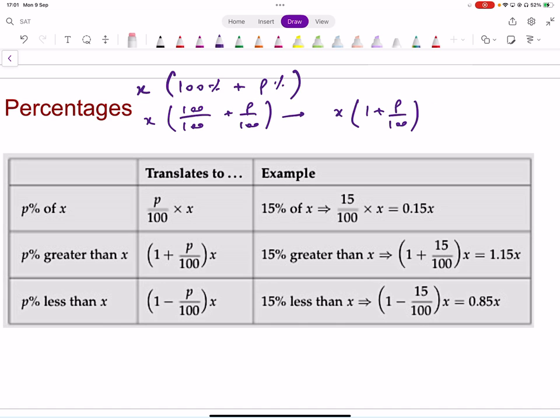Sometimes they don't ask you to increase a number by a percentage, but they give you some variable. That what would be the result if you were to increase it by a certain percentage? You should be able to write it in this form as well. Is that okay?